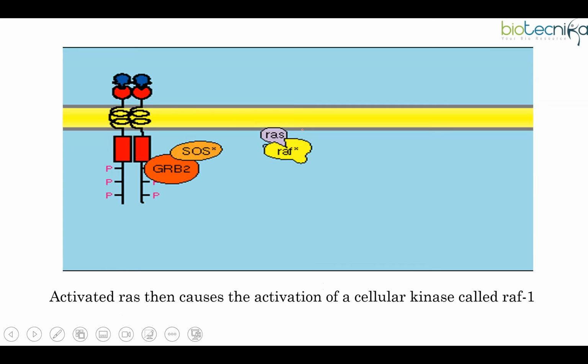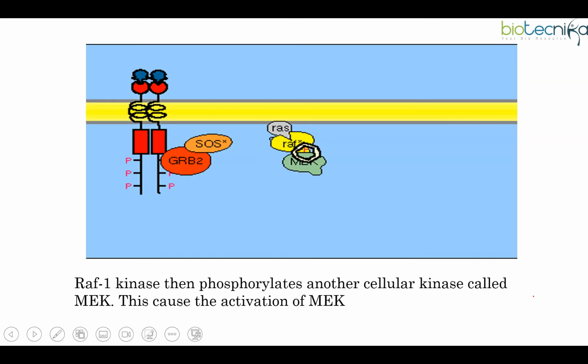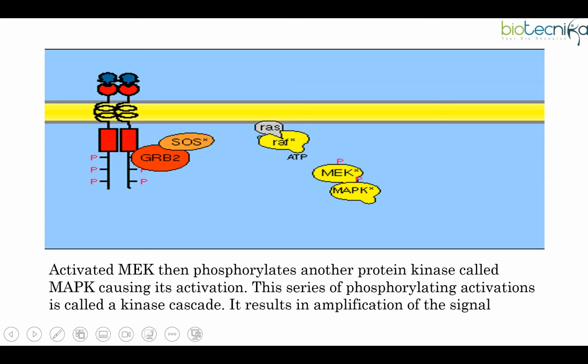Once Ras is activated, it will cause the activation of another kinase called MAP kinase kinase kinase, also called RAF1. RAF1 will further activate another kinase, which is MAP kinase kinase, also called MEK. Okay, this is another cellular kinase. Activated MEK then phosphorylates another protein kinase called MAP kinase, causing its activation. This series of phosphorylating activations is a kinase cascade, and that's why it results in amplification of the signal. One small signal can have an amplified effect on the target proteins.